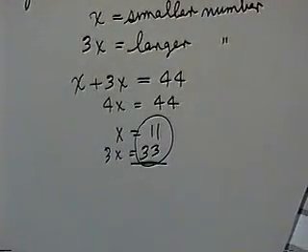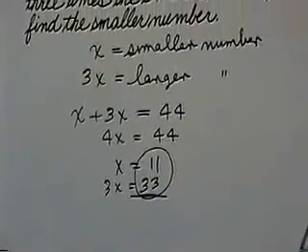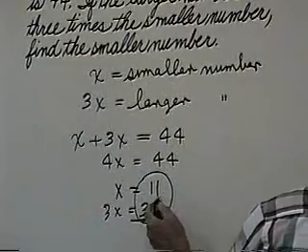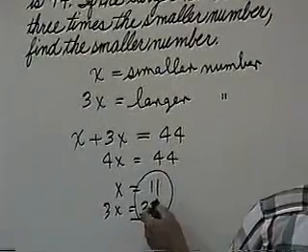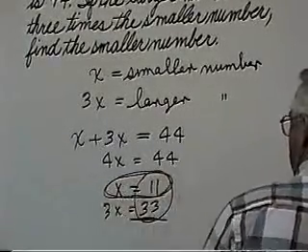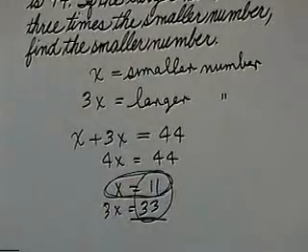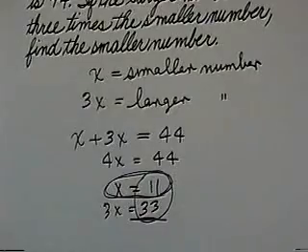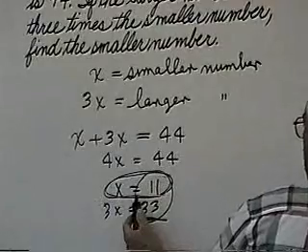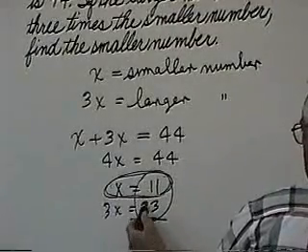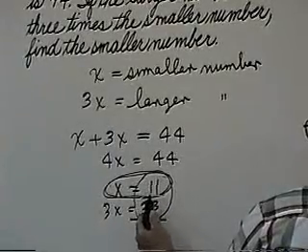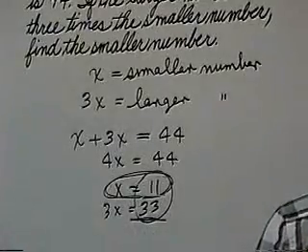Now again, on the tests, you have to watch what your choice is. The question is find the smaller number, so your answer is 11. Pay attention to the words and don't just write down numbers and say, okay, when I get to this point right here, I'm through. If the question had asked what the larger one is, then you would have had to answer 33. So don't just write an equation down, solve it and stop. Make sure that you read the question.